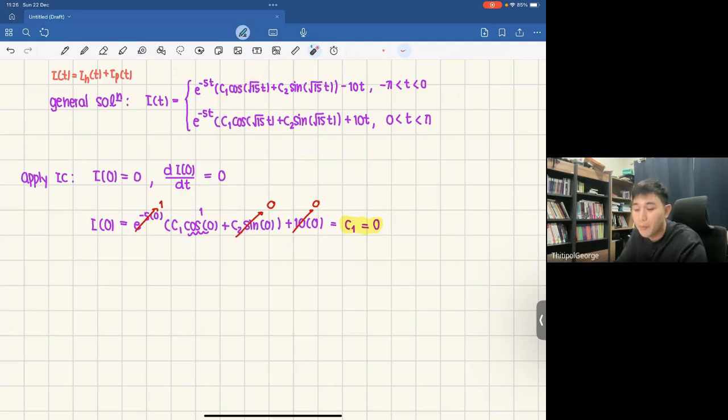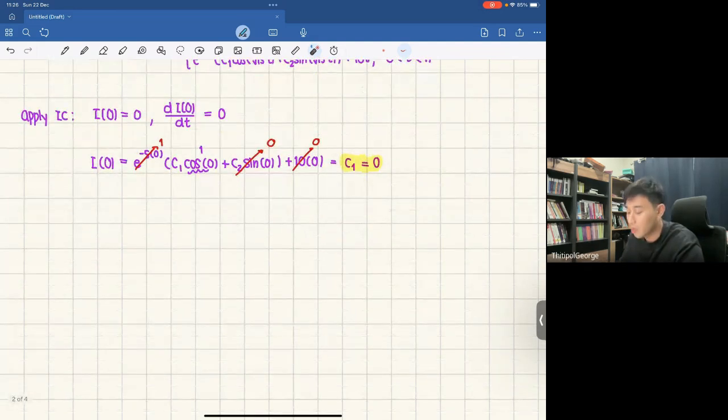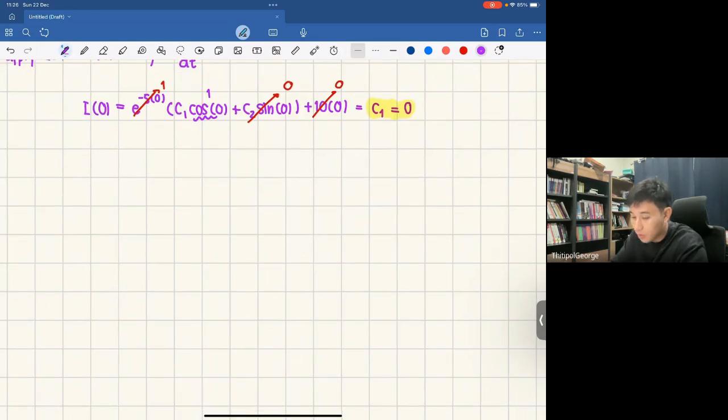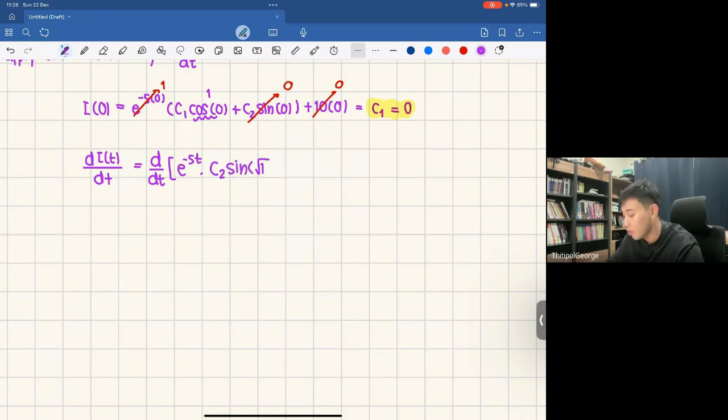But if you find the derivative, dI over dt, this one is going to be d by dt of I, in which I, right now, is just e to the negative 5t times c2 sine of square root of 15t, and then plus 10t.